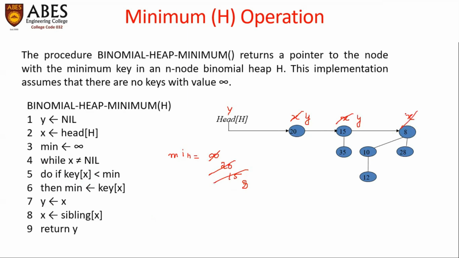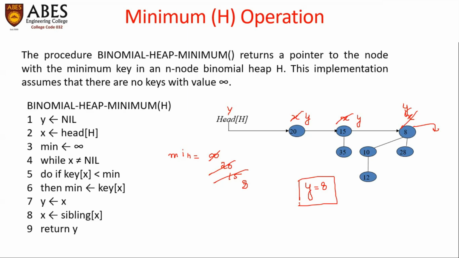Then again you change your x. Now this becomes your y, and it says the sibling of x becomes your x. But there is no sibling of x, so you will come out of the loop. Here x is equal to nil, so you come out of the loop and return the value of y. What is the value of y? y is pointing towards 8, so you return y, which is 8. As you can see, the minimum element present in this binomial heap is 8. So with the help of this pseudocode, we can find the minimum element.